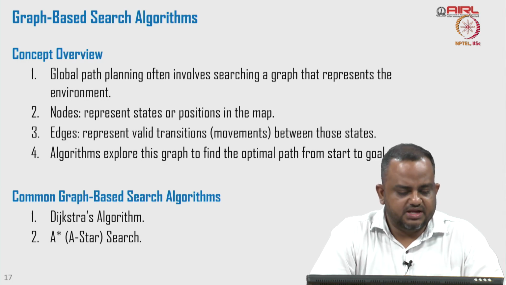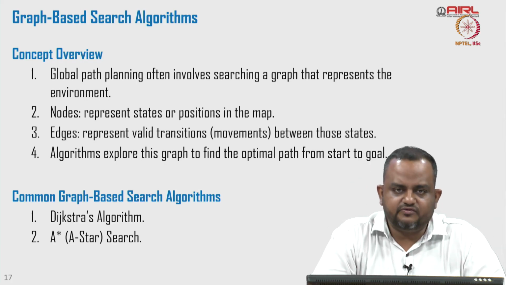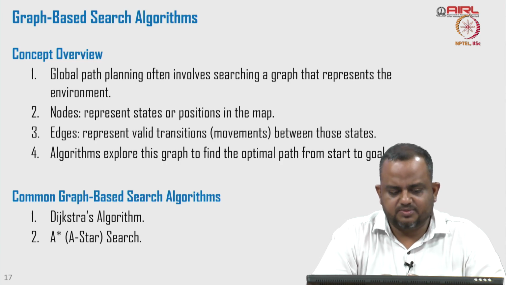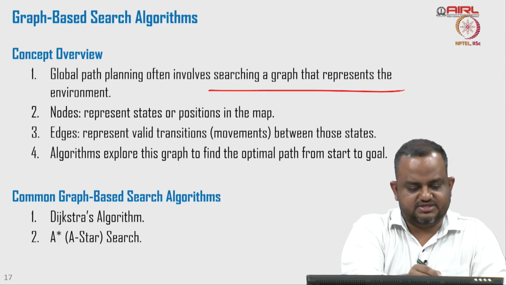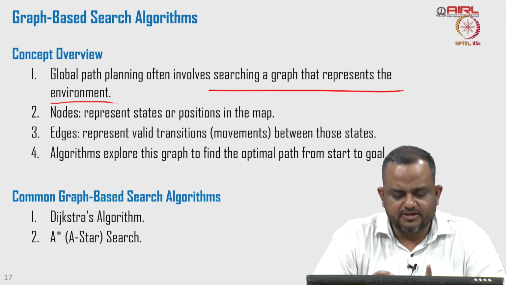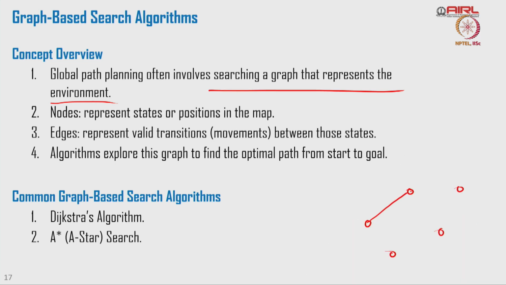Now, we will talk about a concept called graph based search algorithms. What happens here? It is global path planning. What is a graph? A graph will have some nodes and edges. Nodes are the positions or important positions, edges are the possibly traversable paths. So, global path planning involves searching a graph that represents the environment. We will see in the example. Since we are talking about graphs, it will have nodes, then from one node to another node the autonomous vehicle can traverse through the edges, which are the feasible or traversable paths, something like this.